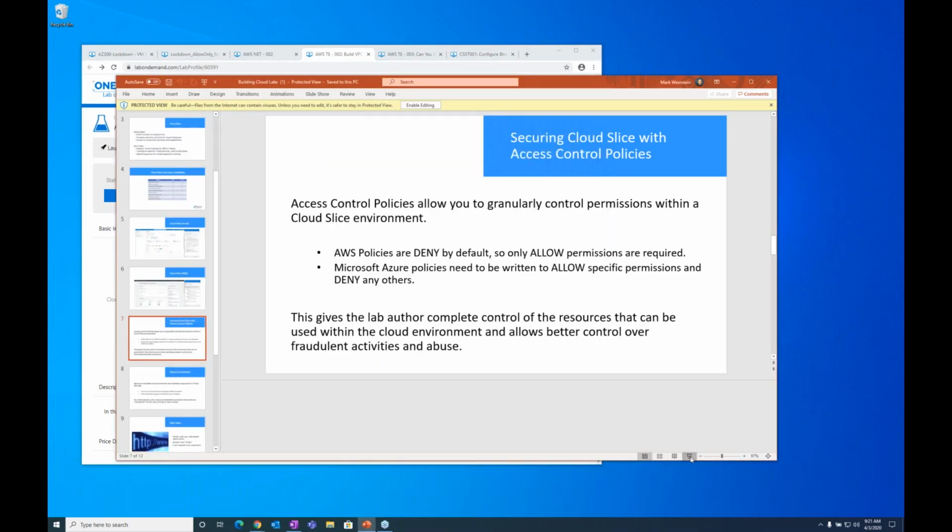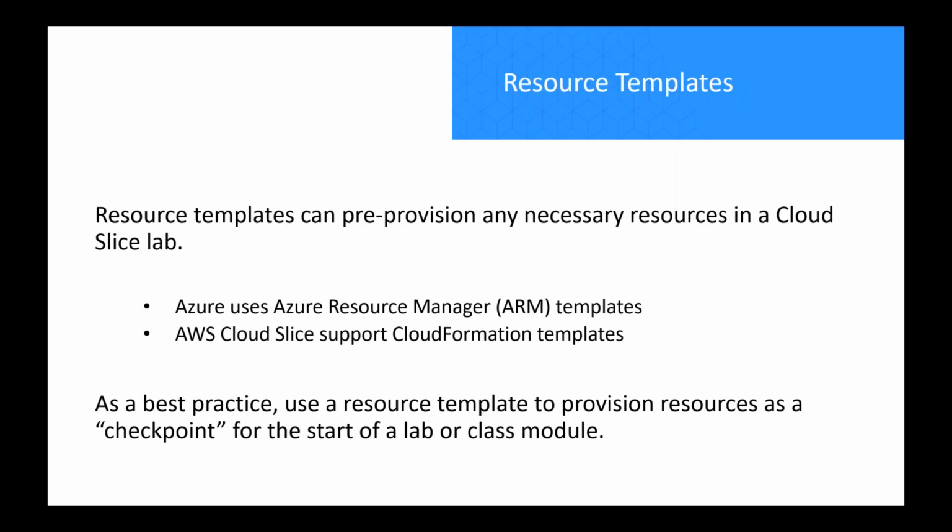The next thing that you can use to control your environments are resource templates. These resource templates allow you to pre-provision any necessary resources in a lab for Cloud Slice. So Azure is going to use the Azure Resource Manager, or ARM templates, and AWS is going to support CloudFormation. Both of these are standards within their respective platforms. But essentially what a CloudFormation or an ARM template does is it allows you to execute what the cloud providers call infrastructure as code.